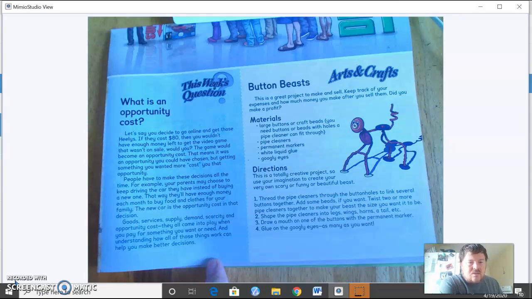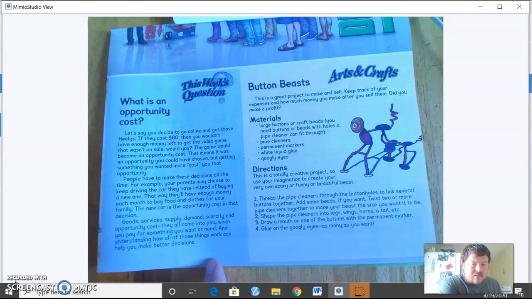Let's say you decide to go online and get those Heelys. If they cost $80, then you wouldn't have enough money left to get the video game that wasn't on sale, would you? The game would become an opportunity cost. That means it was an opportunity you could have chosen, but you decided on something you wanted more, and it cost you that opportunity.